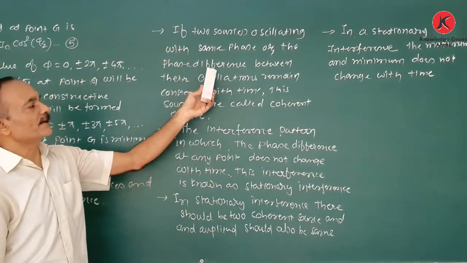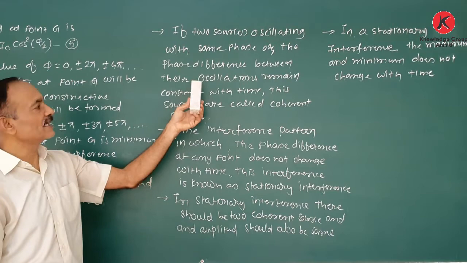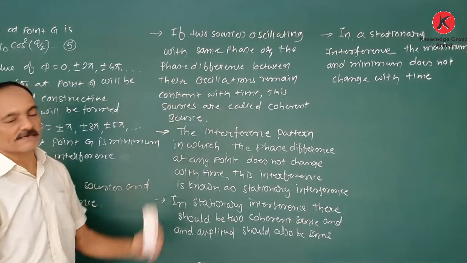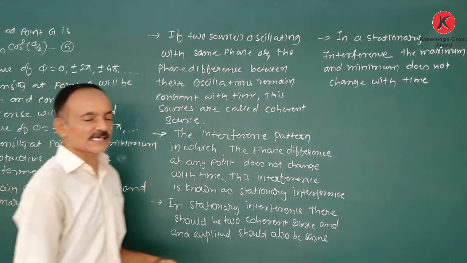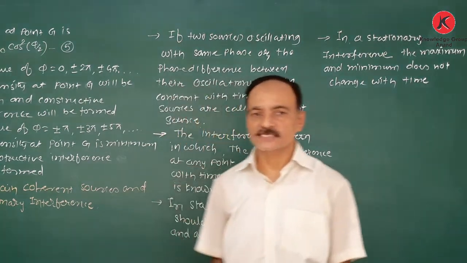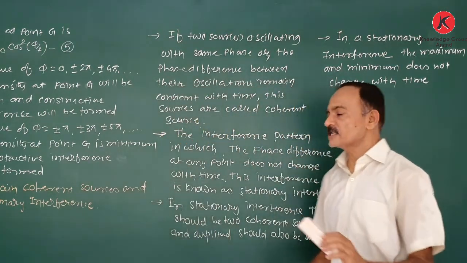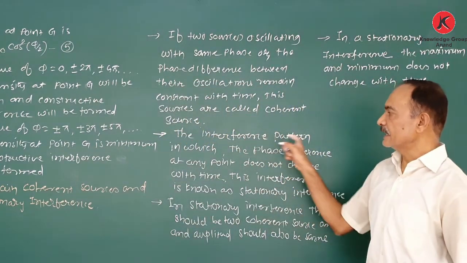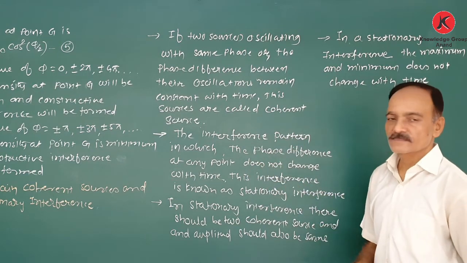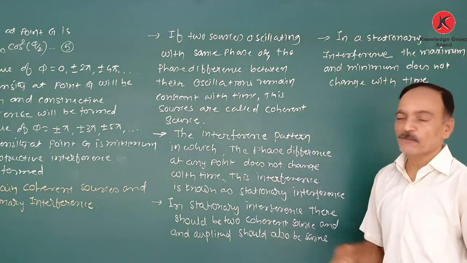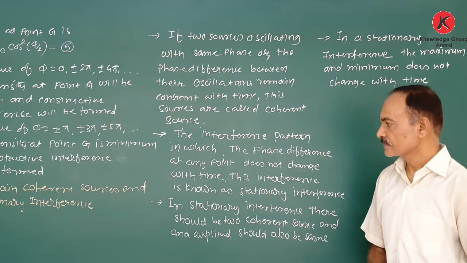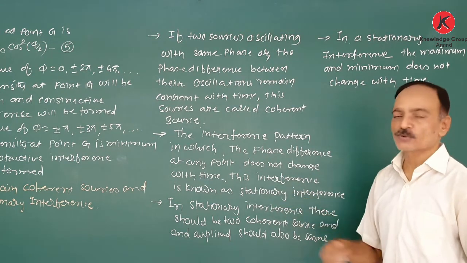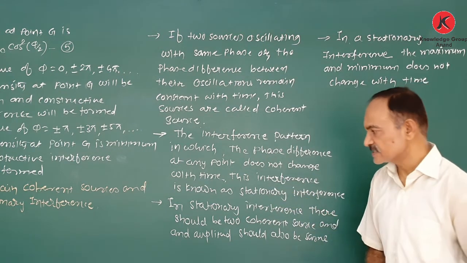And the phase difference between their oscillations remains constant with time. So these sources are known as coherent sources. Due to the coherent sources, what happens? The interference pattern in which the phase difference at any point does not change with time is known as stationary interference.